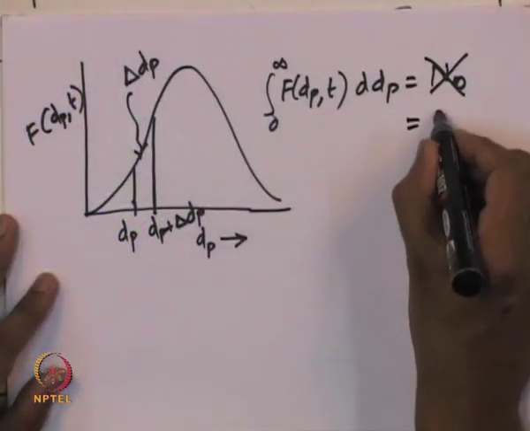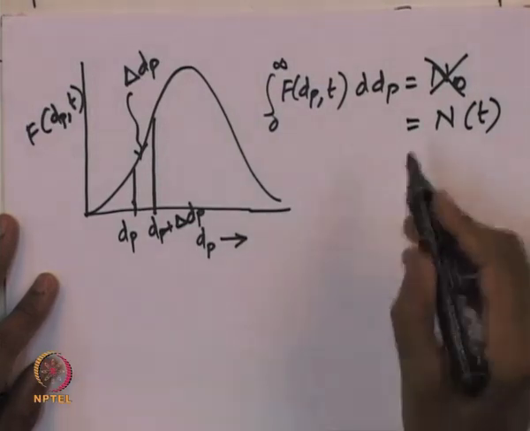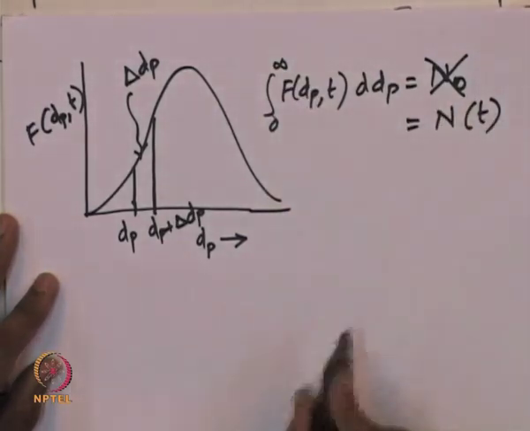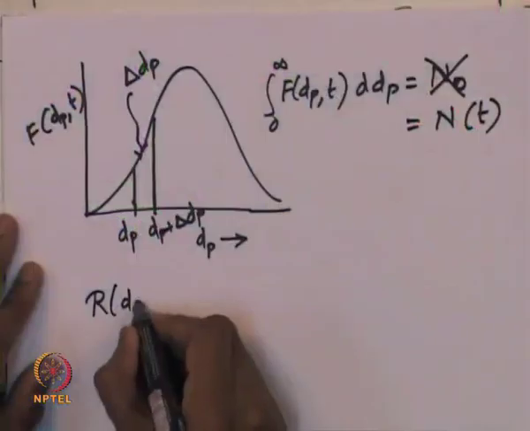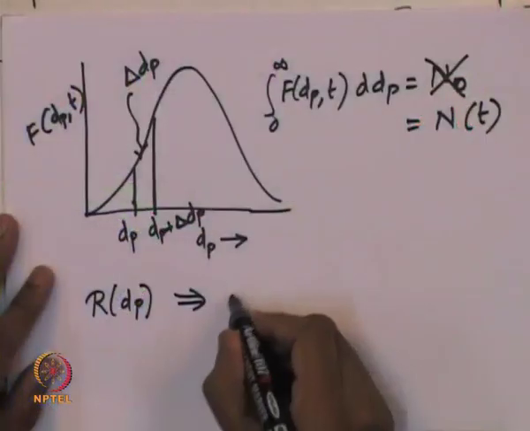Now, if that is not the case, then this should be a function of time. The number of particles will change because some of these particles will dissolve and disappear, and when that happens, this integral between 0 and infinity should be a function of time. Now, one other quantity required in order to model this system is the growth rate. Suppose r of dp is the growth rate of every particle, and of course, it depends upon the size of the particle itself. So, that is the growth rate.